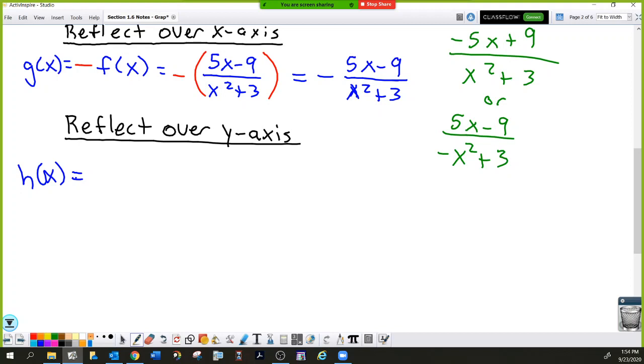All right. H of x equals. Now, this time we're reflecting over the y-axis. Y is the up and down axis. Yes, I know. But if you reflect over it, you're forced to move in a left or right fashion, which means you're actually changing your x values. So where we expect to find our negative sign is on the inside where the x is. I will be replacing every x with a set of parentheses, and then I'll fill them in afterwards.